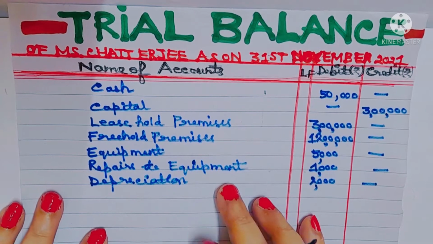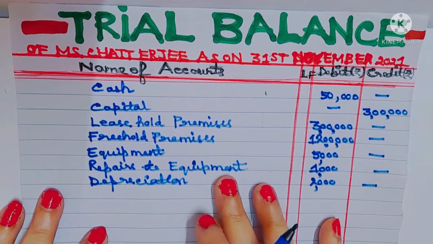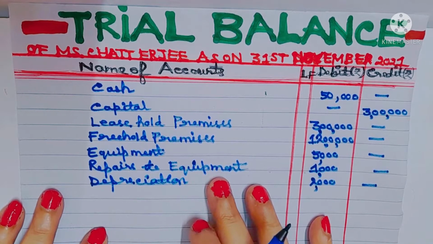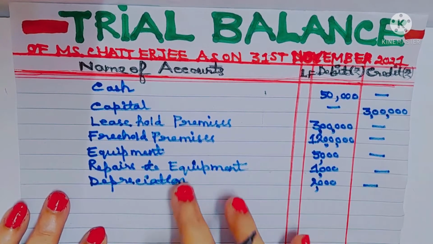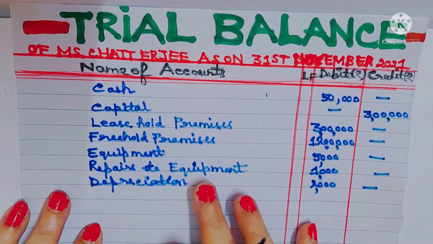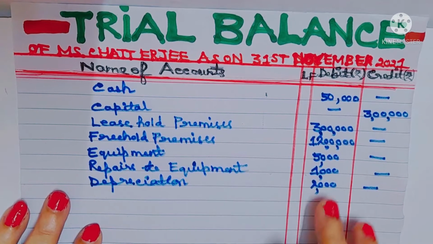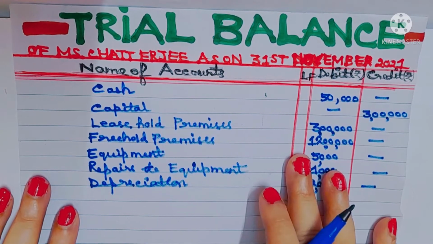Why is depreciation a debit balance? Because depreciation comes under nominal account. According to nominal account, all losses and expenses are debit. Depreciation is a loss for the business. So, depreciation account will be debited. Understood? Clear? So, let's see the next account.